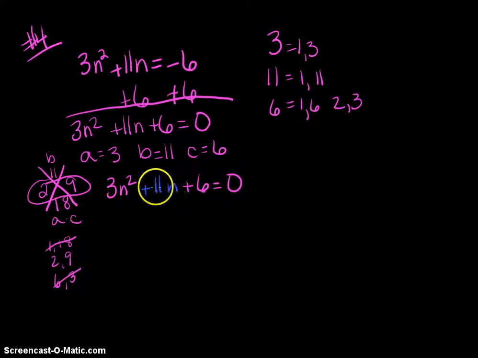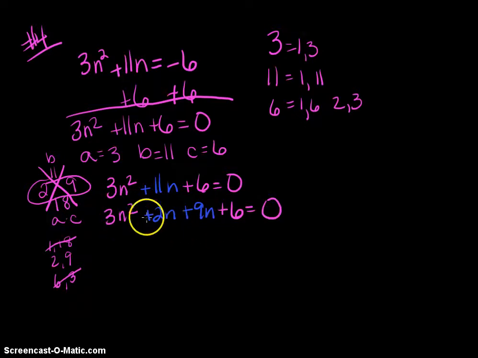We're going to use this 11n. We're going to break this 11n up, and we're going to use our 2 and our 9 to break this up. So we're going to do 3n squared plus 2n plus 9n, and then plus 6 equals 0. And so instead of the 11n, we do 2 and 9. And now we're going to make our boxes. Okay.